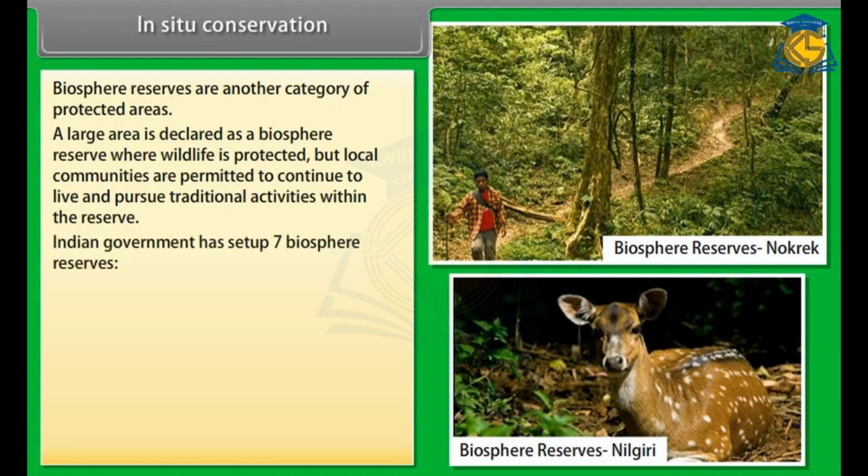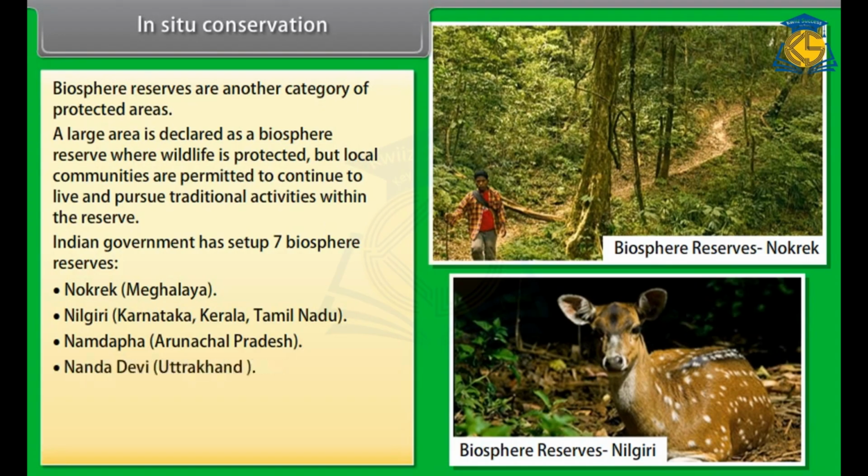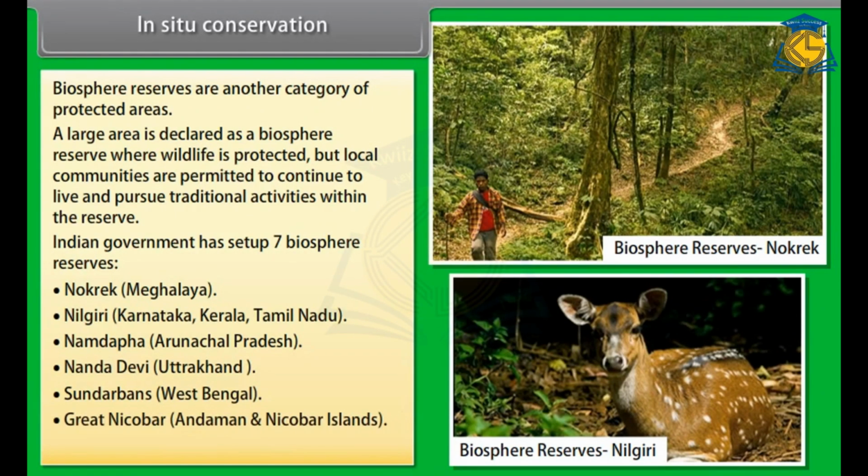The Indian government has set up 7 biosphere reserves: Nokrek, Nilgiri, Namdapha, Nanda Devi, Sundarbans, Great Nicobar, and Gulf of Mannar.